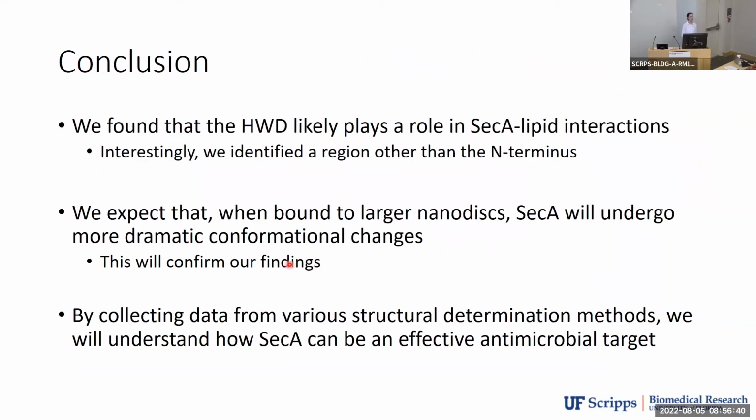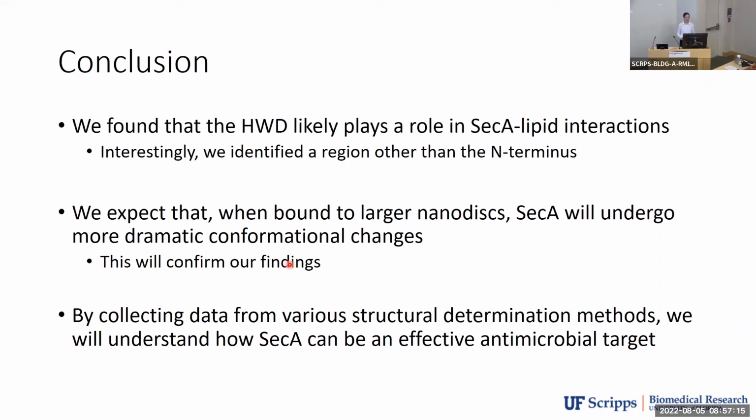In conclusion, we found that the helical wing domain, or HWD, likely plays a role in SAKE-lipid interactions. Interestingly, we identified a region other than the N-terminus, and we will use further studies to confirm these findings. Primarily, we will bind SAKE to larger nanodiscs, and when we do this, we expect that SAKE will undergo more dramatic conformational changes. As I said, we used around 10 nanometer nanodiscs in this experiment, and we found that although there were subtle conformational changes, we want to see larger conformational changes to cement our findings.